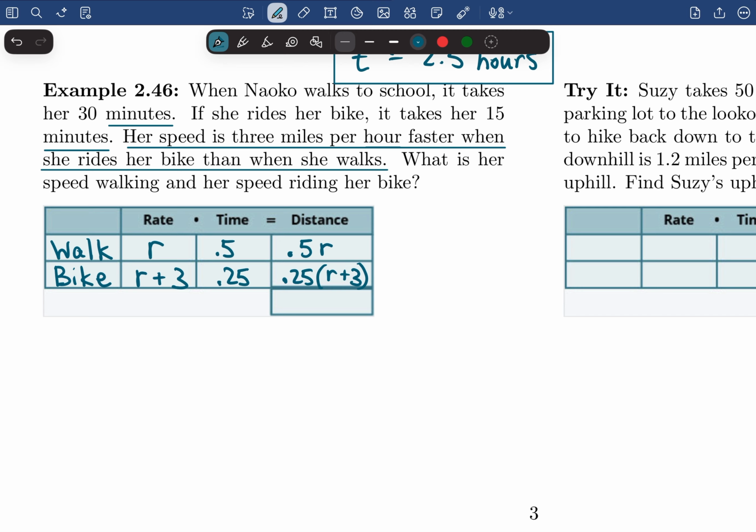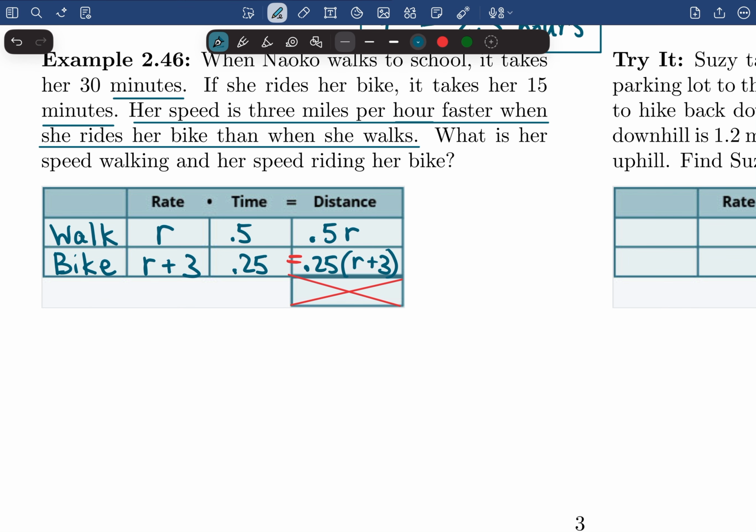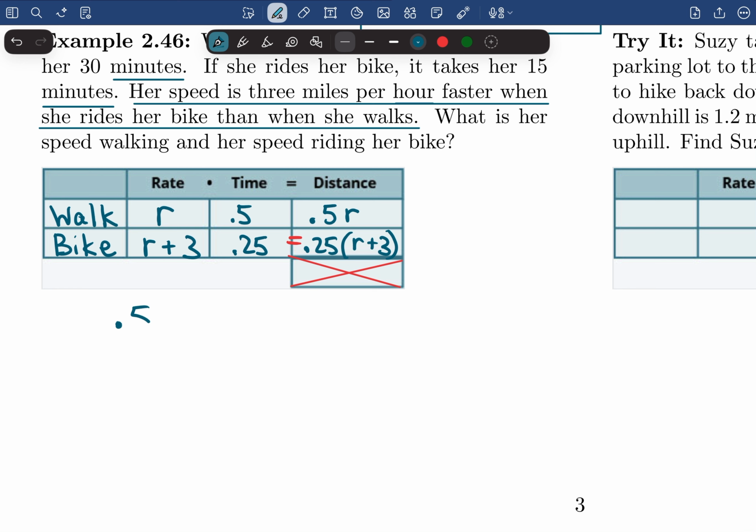And what is the total distance? Well, no matter what, she's traveling the same distance to school, whether it's walking or biking. So we can set these two pieces equal to each other, and we don't need a grand total. When you're traveling the same distance, no matter what scenario you're in, you can simply set these pieces equal to each other. Now we've got an equation that we can solve.